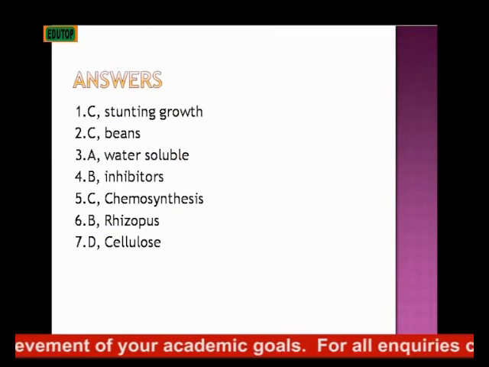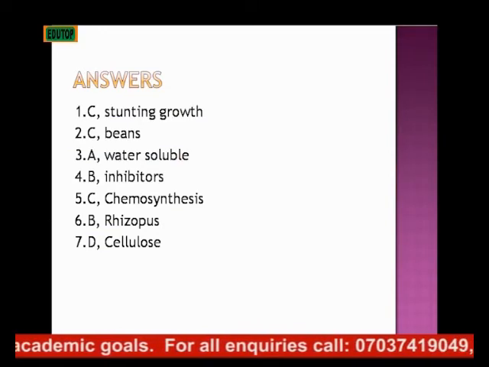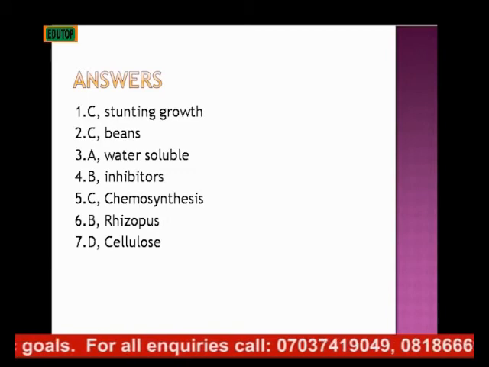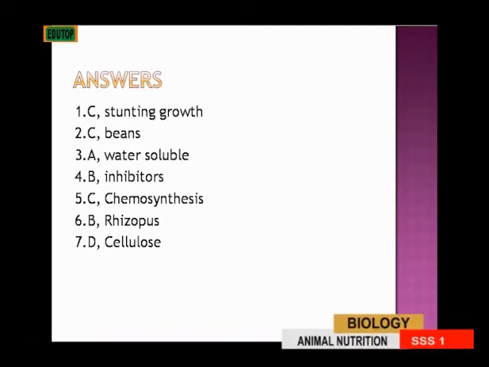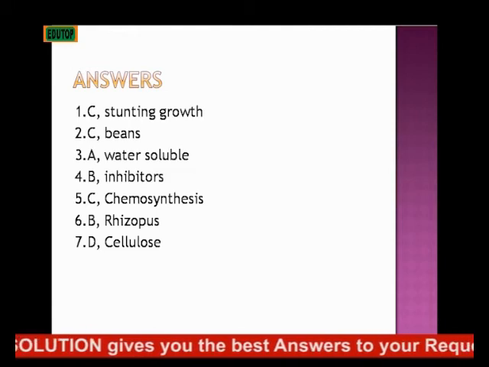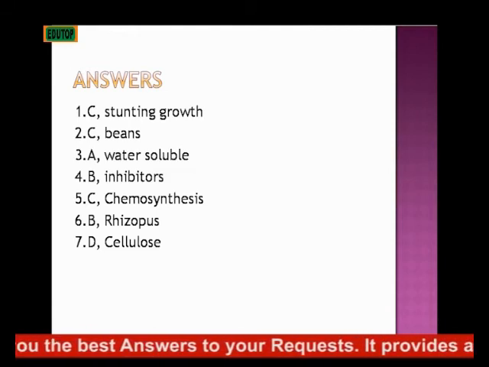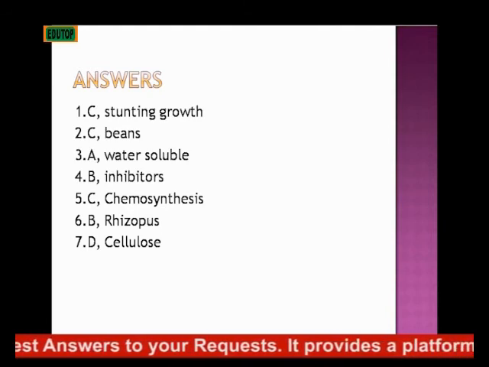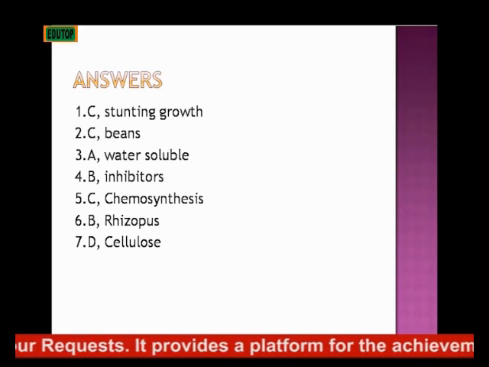Then number 5, the answer is C. Chemosynthesis is the only one in that option that is an autotrophic mode of nutrition. Parasitism is heterotrophic in nature. Symbiosis is heterotrophic. Saprophytism is also under the heterotrophic mode of nutrition. So chemosynthesis is the only autotrophic mode of nutrition among these options.